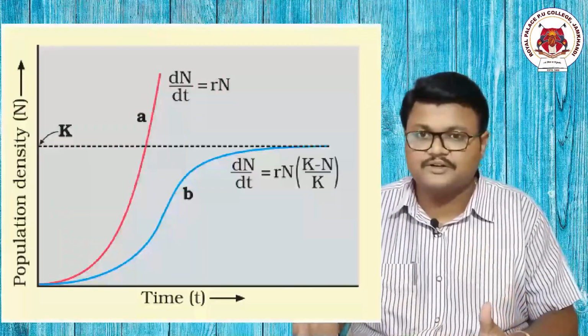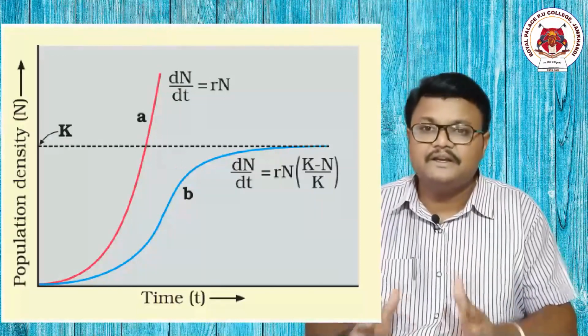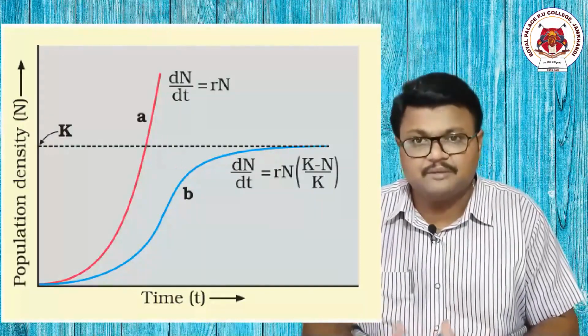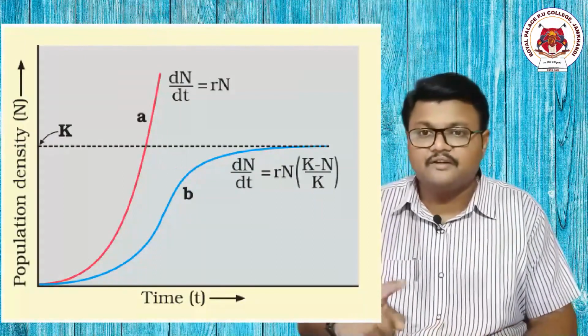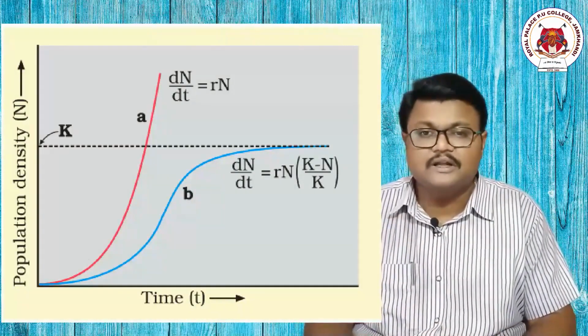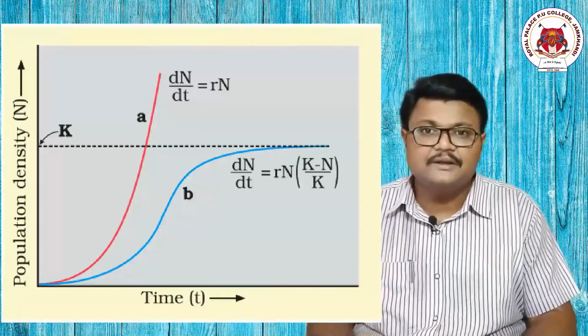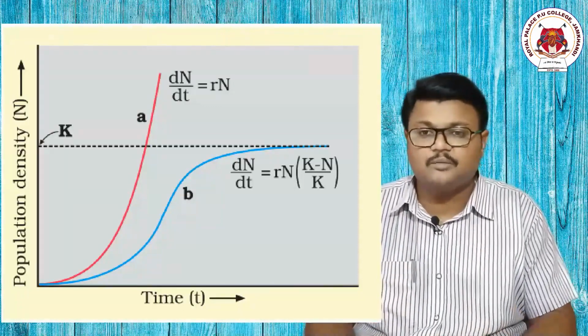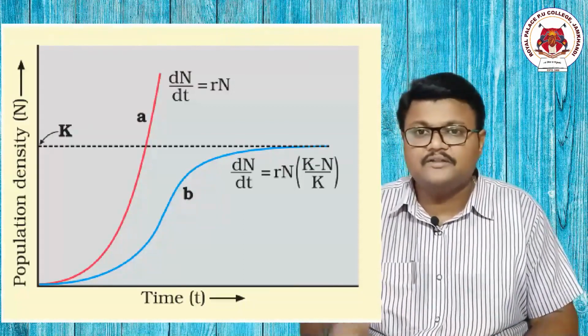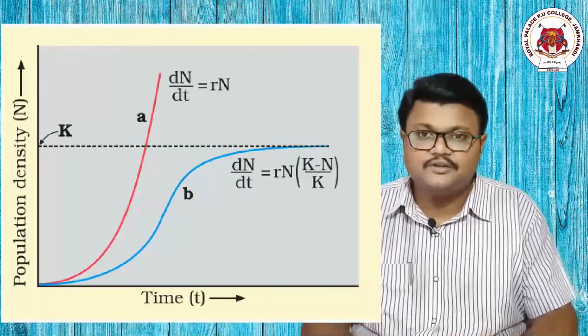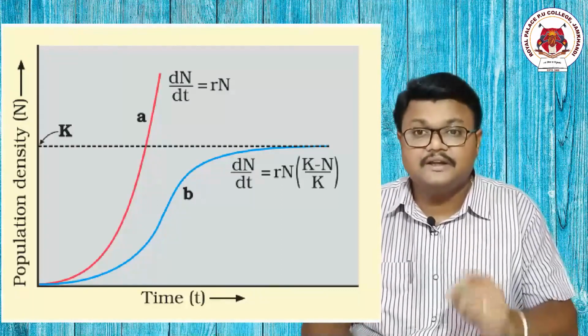And when you plot this equation with respect to x-axis and y-axis, time versus population size or density, it gives us an S-shaped curve, that is a sigmoid shape. Remember students, in case of the exponential growth model, the shape was J. Now in case of the logistic model, the shape is S. The exponential growth model is an imaginary one and the logistic growth model is the real one.